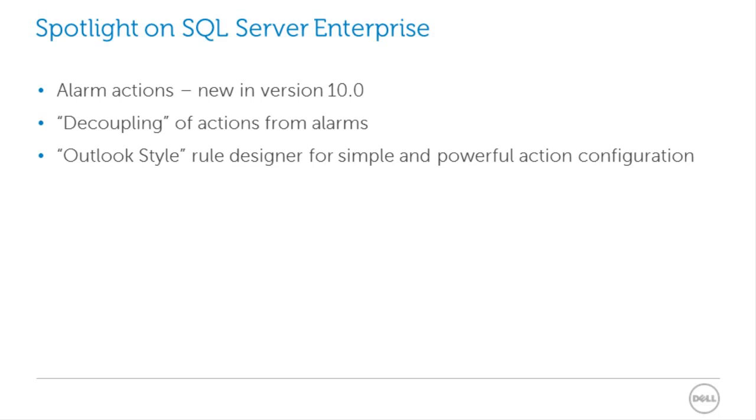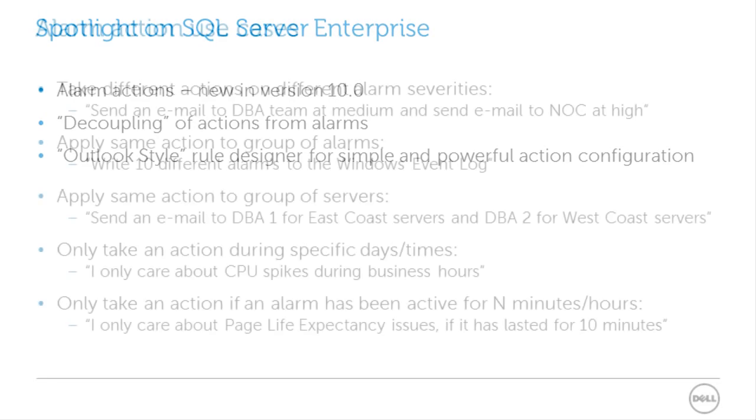Alarm Actions are a new feature in version 10.0 of Spotlight that essentially decouples the action from the alarm itself. Alarm Actions provides an Outlook-style rule designer that allows you to simply yet powerfully configure events that you wish to take place in response to alarms.